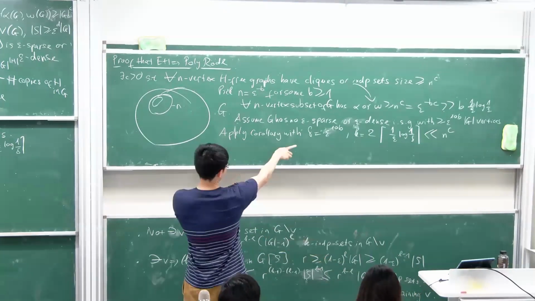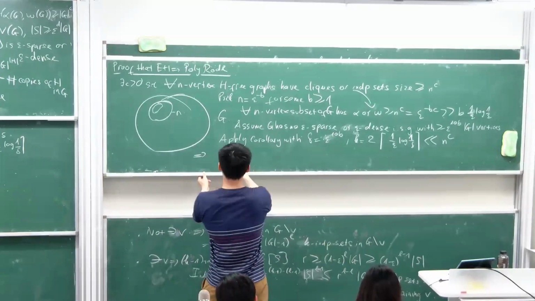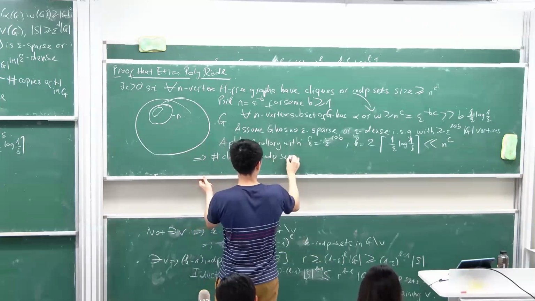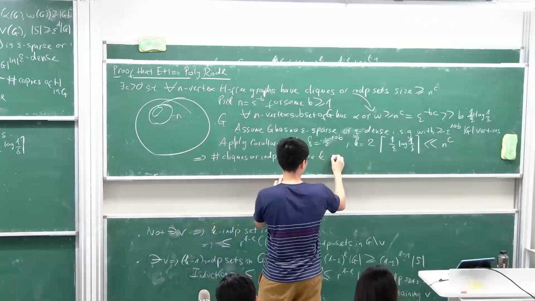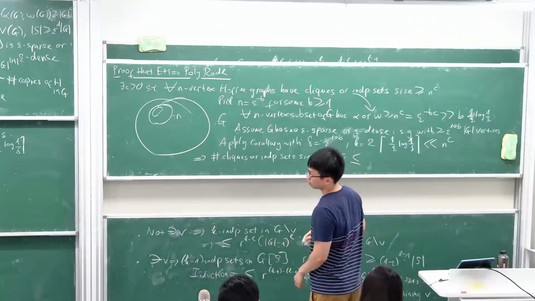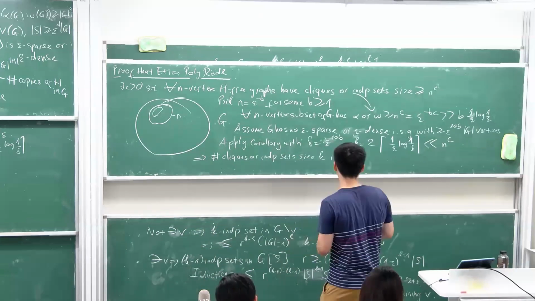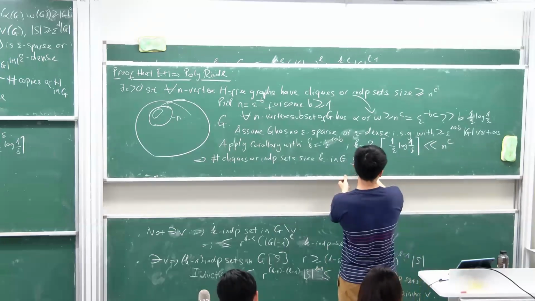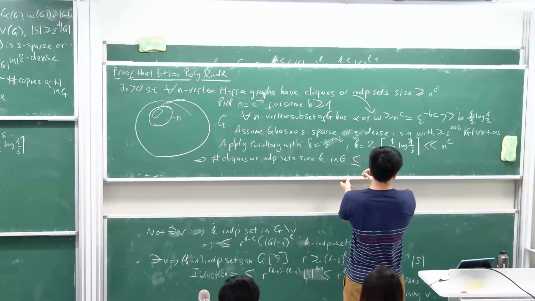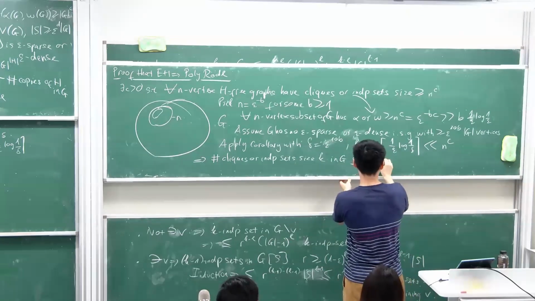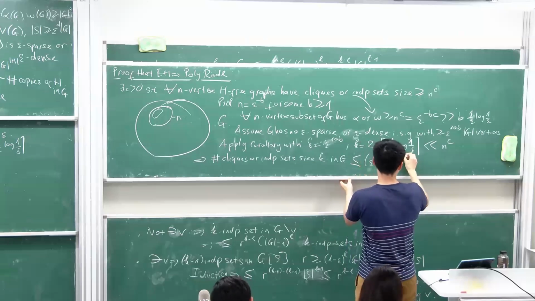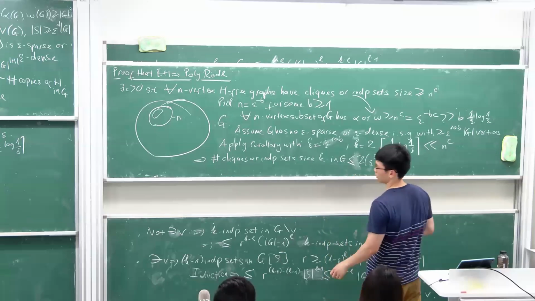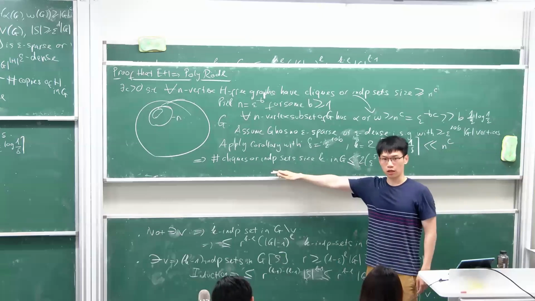By applying this corollary, I can see that the number of cliques or independent sets of size k in G is going to be at most that bound over there, which is delta to the 1/2, so epsilon to the 5b times G raised to the power of k, and maybe 2 times, because I'm counting both the number of cliques and the number of independent sets of size k.